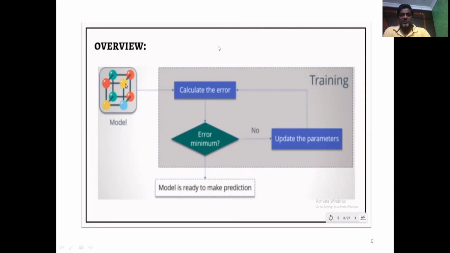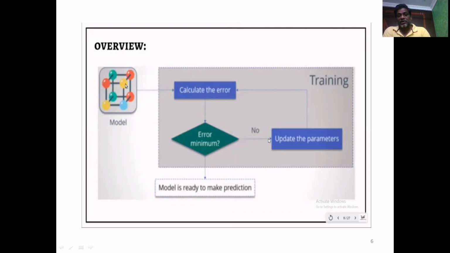Let us summarize the steps that we discussed in our previous session as part of the backpropagation algorithm. These are the steps generally. Assume that this is the model we are building. It is already built with some random weights. Now we will calculate the error based on the model built till now. If the error is minimum, that is satisfactory, then we say that model is ready to make predictions.